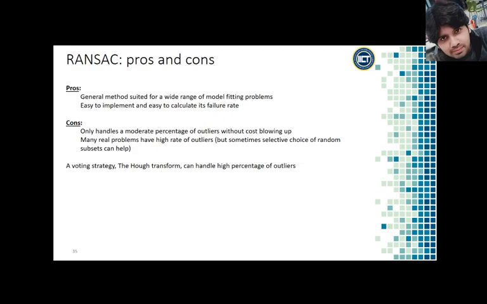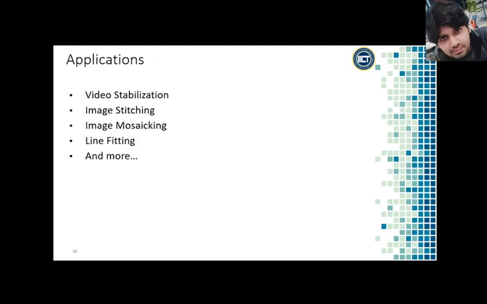Now, the applications which can use RANSAC include video stabilization. I will show you a demo for video stabilization shortly. We can use it for image stitching, as we did with SIFT, which we discussed in our previous lectures. We can use it for image mosaicing, and we can use it for line fitting and more. So we'll discuss some of the applications here in our demos.